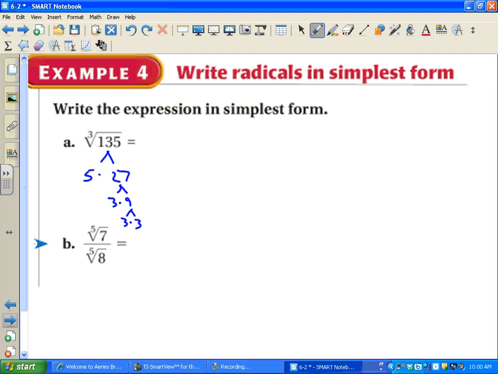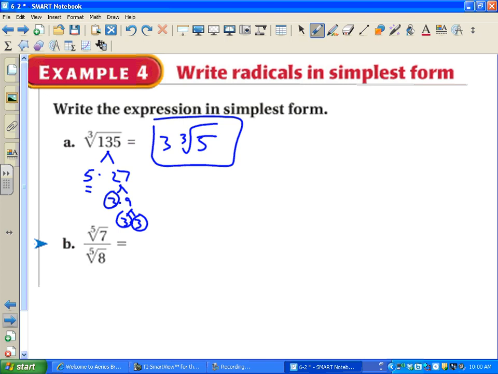Remember, I need 3 of something to pull it out. There's 1, 2, 3 3s. This 5 is now stuck on the inside. It's going to be 3 cube root of 5. It's the first time we haven't seen something that's a perfect cube. It's just like we do with square roots. Not a big difference there. Just a cube root instead of a square root.